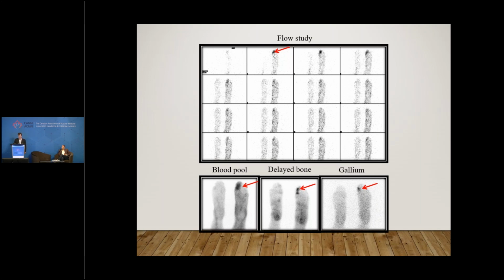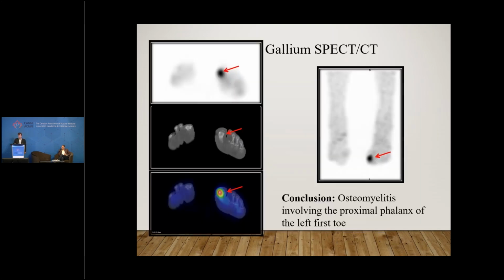We also did a SPECT CT here, and we see, particularly on the middle image on the left side on the CT, an ulcer in the medial surface of the left first toe. And we see gallium activity, very intense gallium activity in the proximal phalanx of the left first toe. So that was considered to be osteomyelitis.